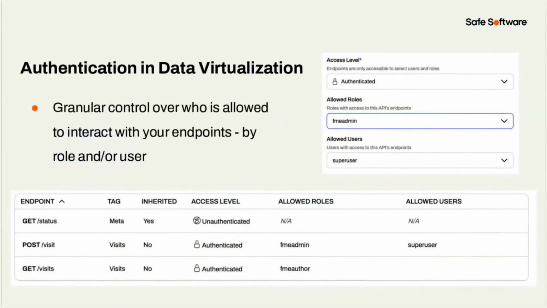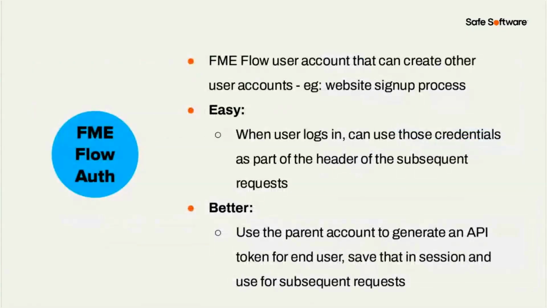And so authentication in data virtualization is quite simple. At the endpoint level, or even at your entire project level, you can control who is allowed to interact with your endpoints. You can see in the screen grab here the endpoints that have authenticated or unauthenticated access, and then which user roles or which users are allowed to access these endpoints. The important piece here is that users and roles have to be maintained and managed for users to be able to access these endpoints, of course.